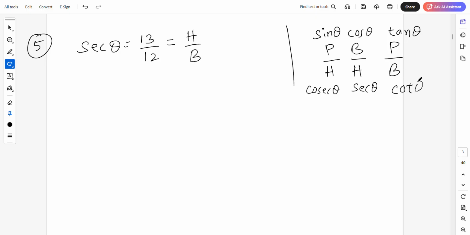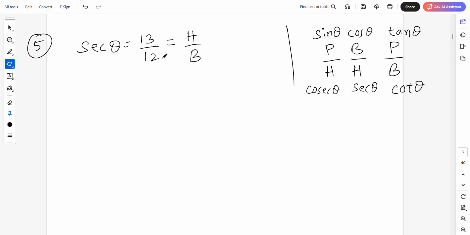cot theta. Sin theta is P by H. Cosecant theta is H by P. Cos theta is B by H, that is base by hypotenuse. Secant theta will be hypotenuse by base. Understood? Tan theta is perpendicular by base. Cot theta is base by perpendicular. Now they have given hypotenuse by base.